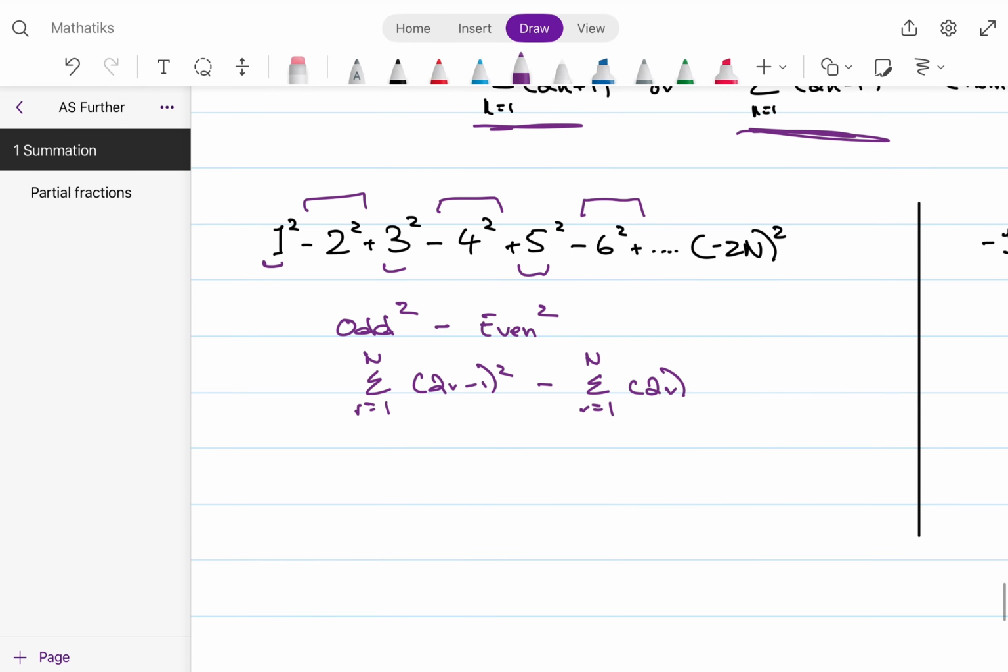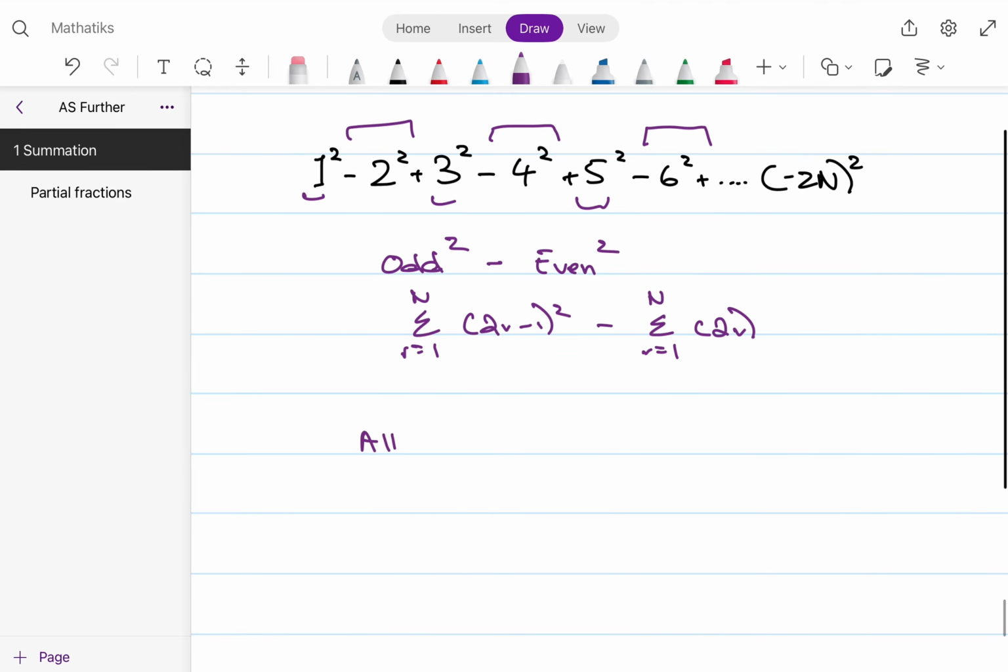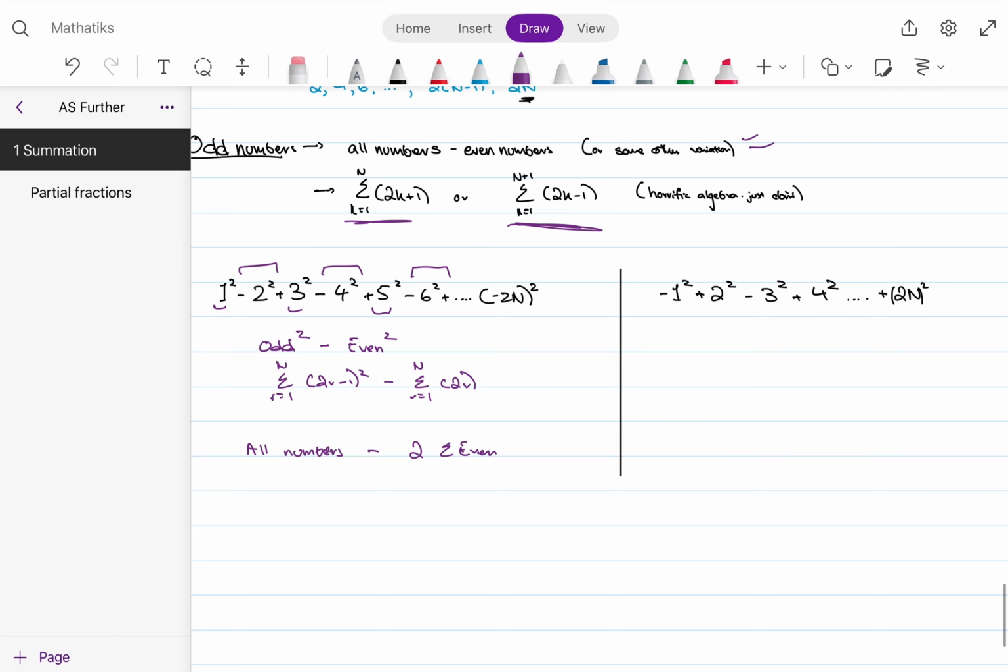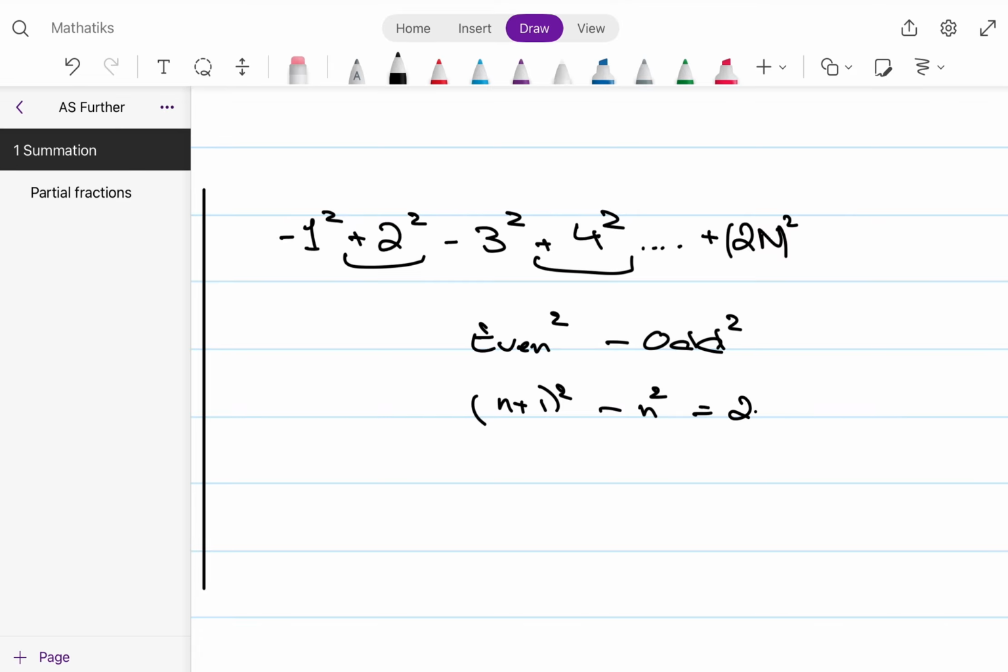Or you can do the sum of all the numbers minus 2 times the sum of even numbers. Here it's the same thing, except your even numbers are positive. So you're doing even squared minus odd squared. So n plus 1 squared minus n squared is 2n plus 1.